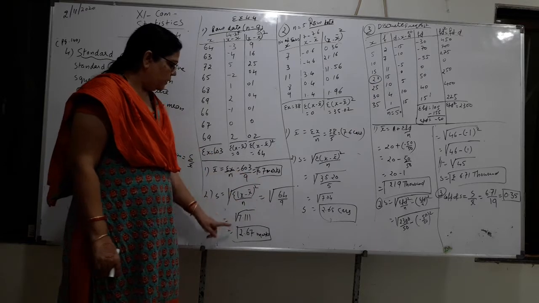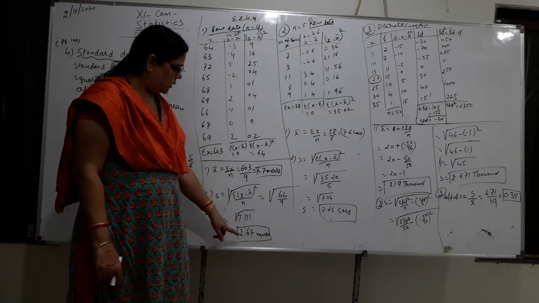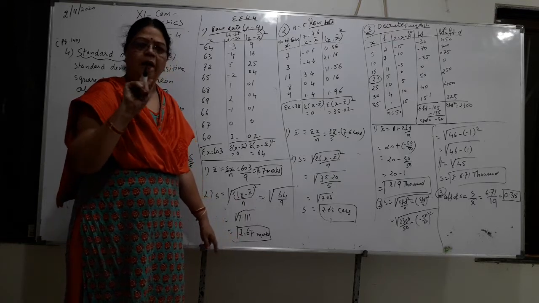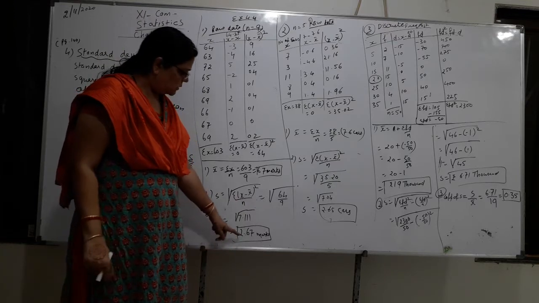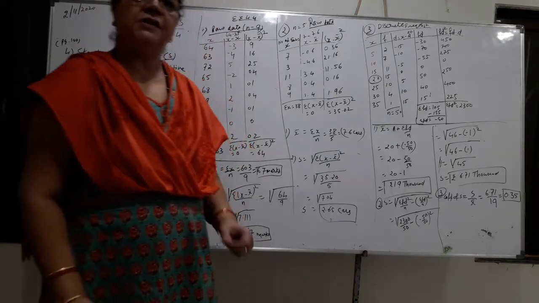64 divided by 9, you will get 7.111 under the root. You will find out the root. Root means square root, under the square. Okay. So 2.67 marks. So this is S.